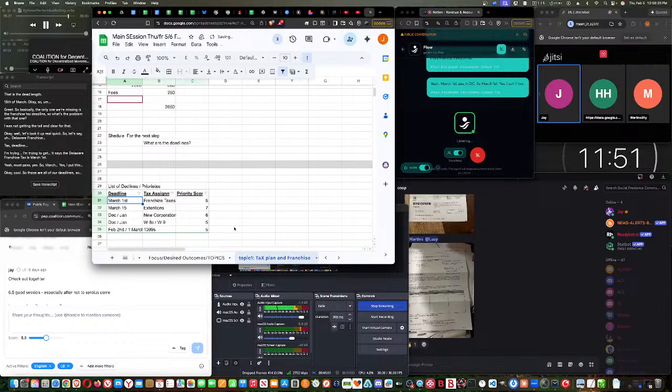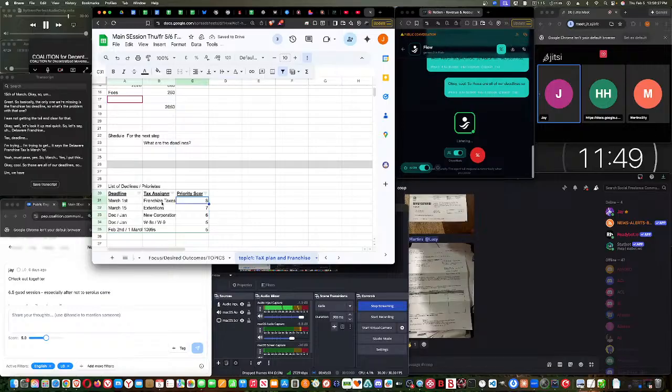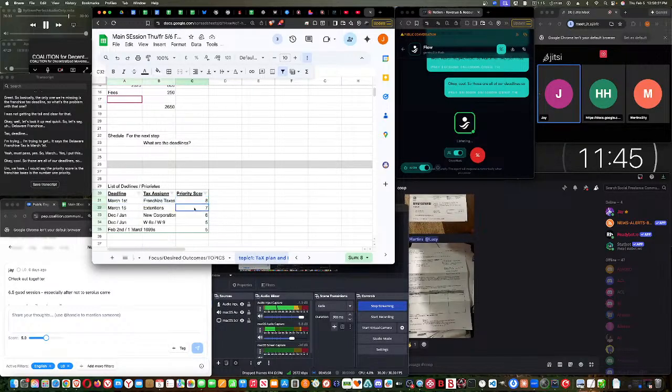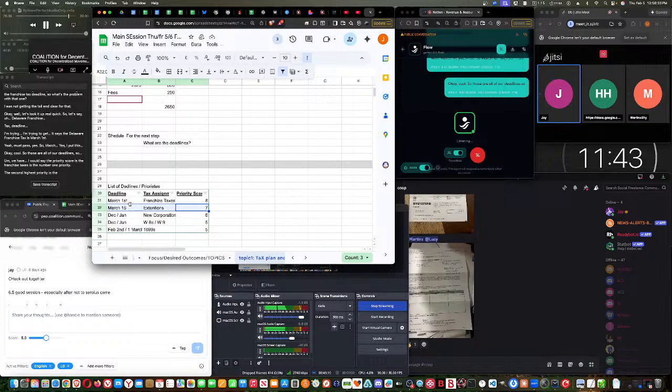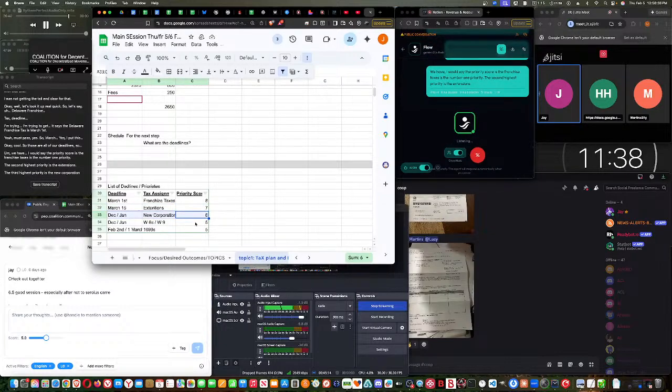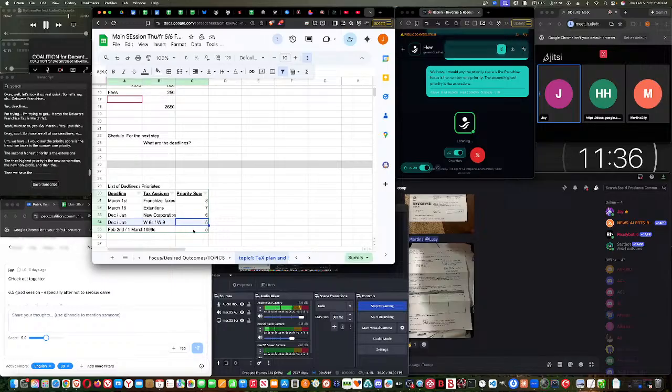So we have, I would say, the priority score. The franchise taxes is the number one priority. The second highest priority is the extensions. The third highest priority is the new corporation, the new nonprofit, and then we have the W8s, W9s, and 1099s.